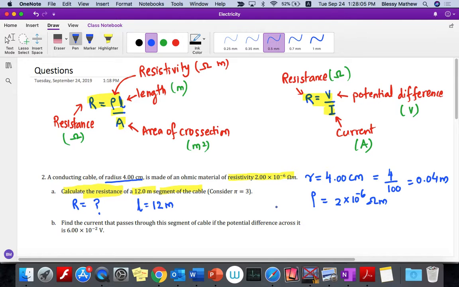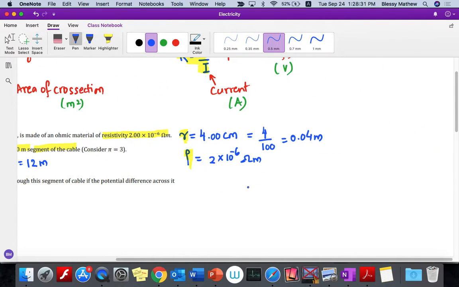So how do we solve this? We have been provided with the resistivity, the length, and the radius. And from this radius, we can actually calculate the area of cross section. So if you cut a wire, the area of cross section will look like a circle. So area of cross section for a circle, or area of a circle, will be given by pi r square. This is the area of a circle.